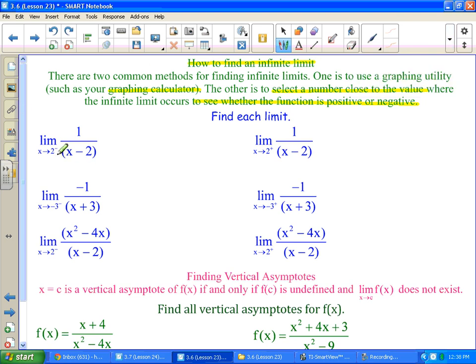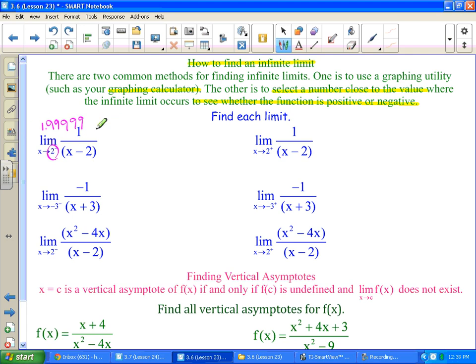Okay, so let's just try this first one here. This is the limit of this function as x approaches, what does this mean? 2 from the left. So what's a number that's close to 2 that would be on the left side? Closer to 2. 1.999, right? Something like that. And couldn't I put a bunch of 9s after that if I wanted to? It's really close to 2 and it's coming from the left.